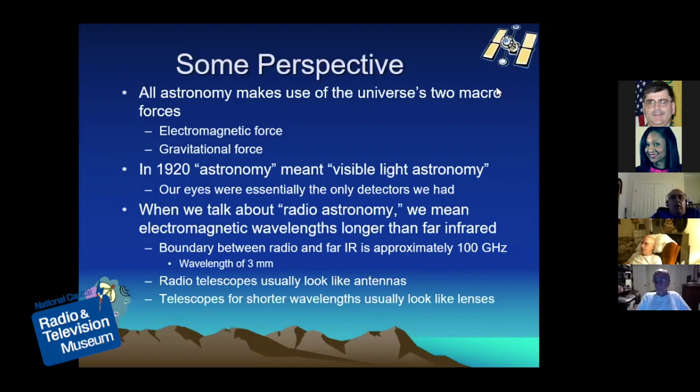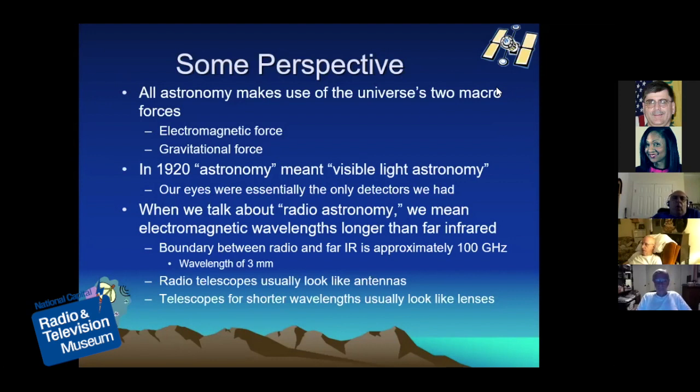So when we talk about radio astronomy, what do we really mean? We mean electromagnetic wavelengths longer than far infrared. You can argue about where that boundary is, and it's not a hard boundary, but approximately 100 gigahertz of frequency, and we're all radio people, so we think about frequencies, is about where radio ends and far infrared begins. Some would say it's more like 300 gigahertz. That's okay, that's not much different. Why is that important? We'll talk about that.